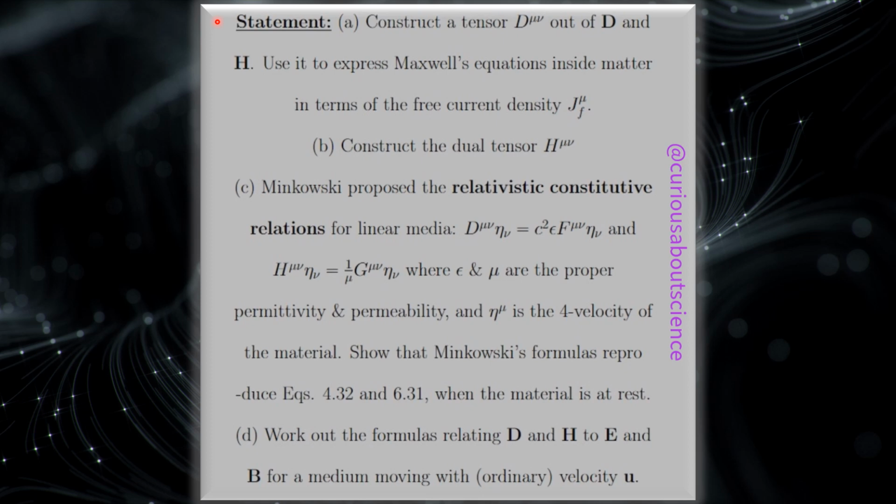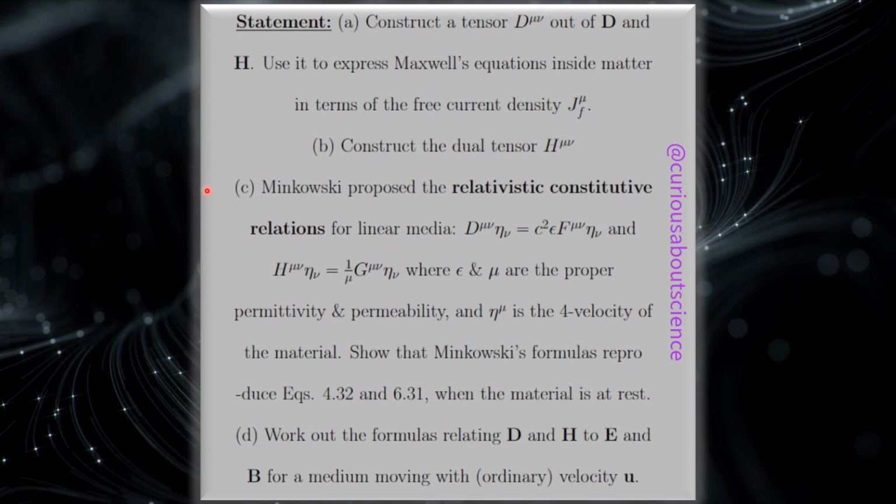The statement A starts out with: construct a tensor D^{μν} out of D and H, the auxiliary fields. Use it to express Maxwell's equations inside matter in terms of the free current density J^μ. B. Construct the dual tensor H^{μν}.